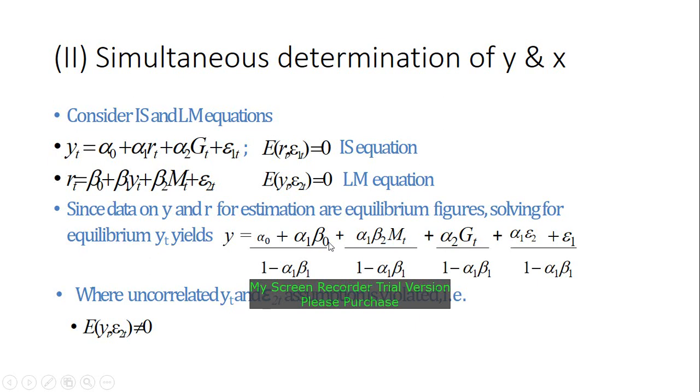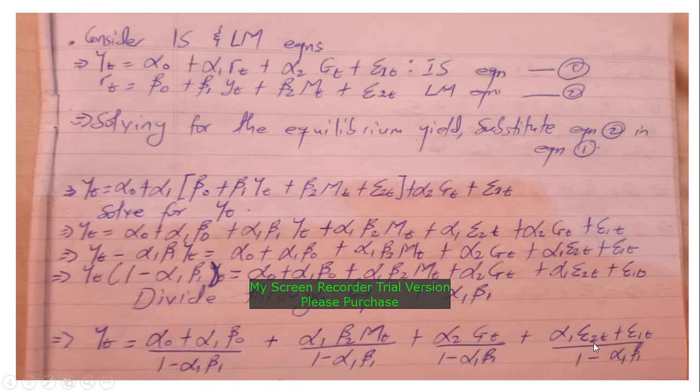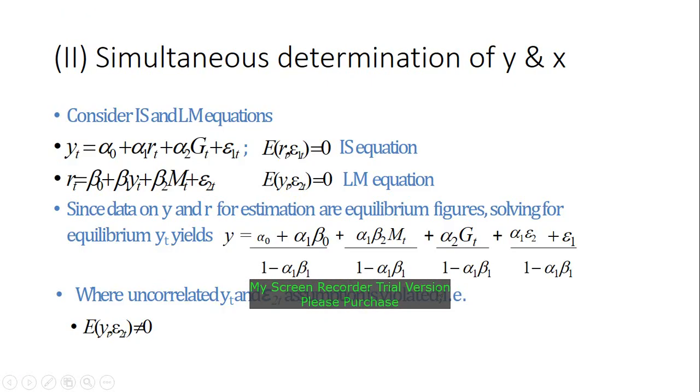So this is it. That's what we proved. So our IS-LM equations, when we solve them simultaneously, this is what we get, and this is the same thing we had here. So now, because of this parameter attached to our actual residual, we would have the problem of endogeneity, meaning that the explanatory variable here is now going to be dependent on the error term.